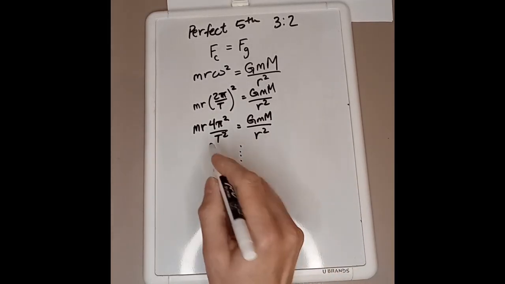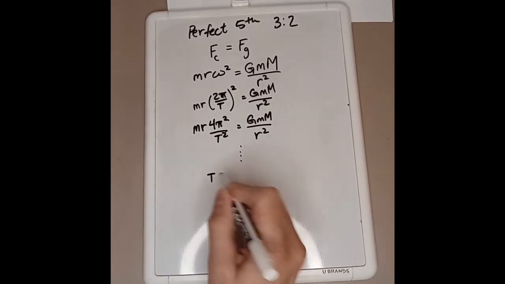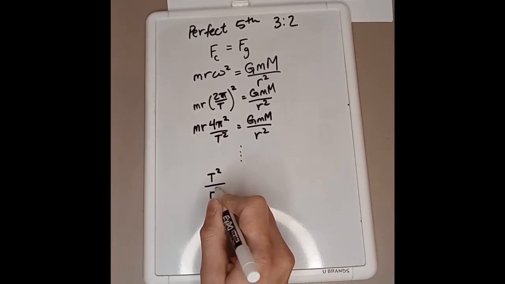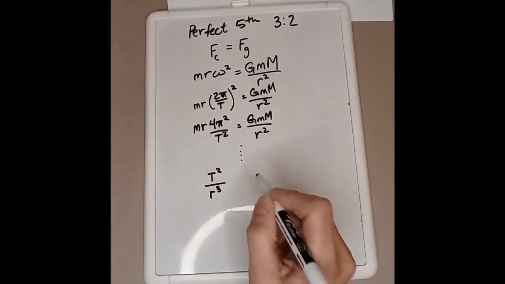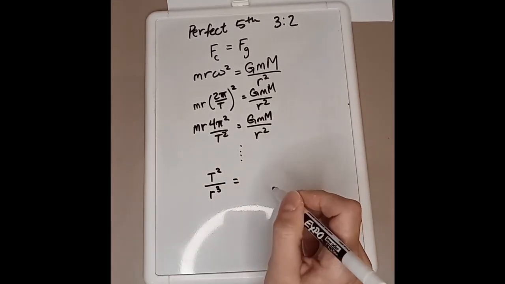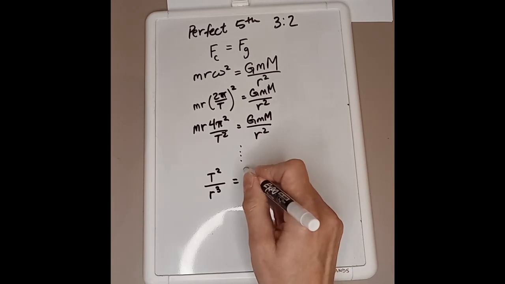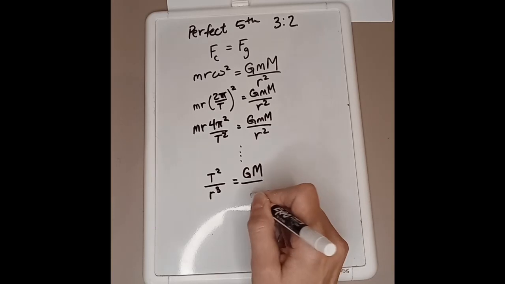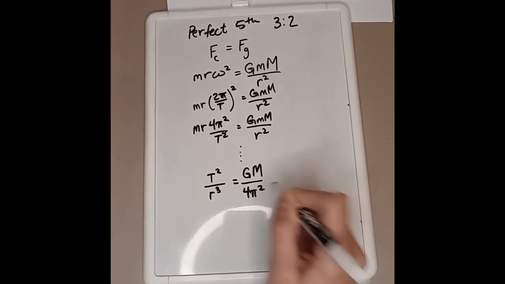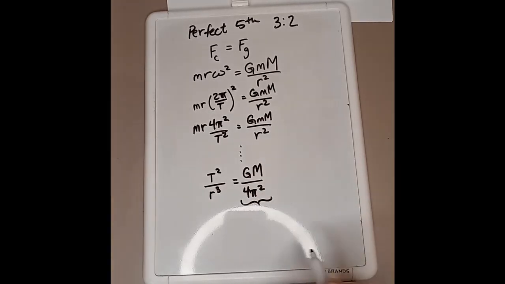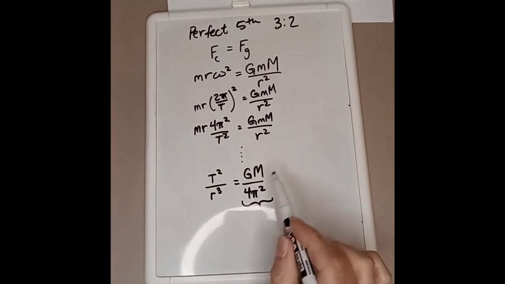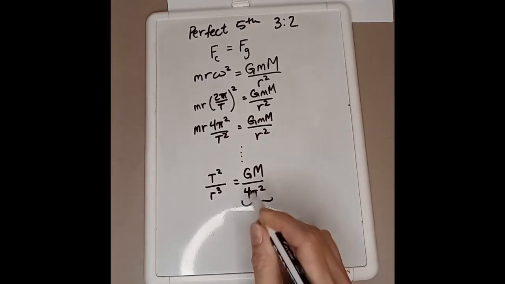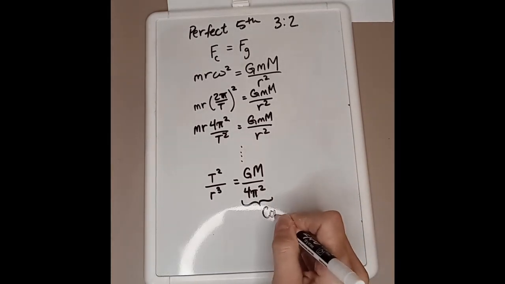is that we have T squared, which is the period of orbital motion, divided by r cubed, which is its radius of orbit, is equal to our gravitational constant times the mass of the sun divided by 4 pi squared. So this number on the right side is all going to be a constant. The gravitational constant, the mass of the sun, those are the same. 4 pi squared, obviously constant. So that is a constant.